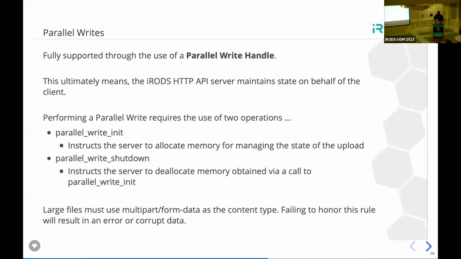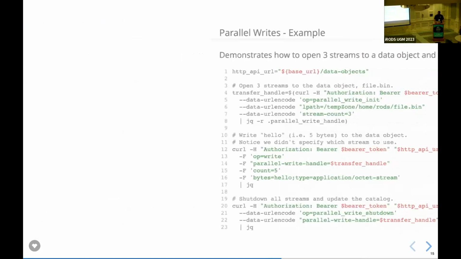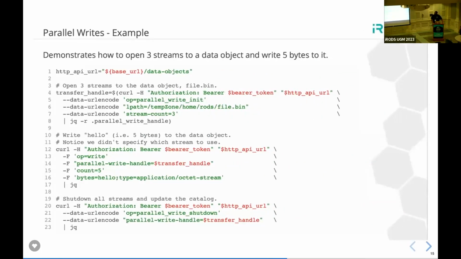There are some strict rules around the HTTP headers and things, and how you have to invoke this API in order to make all this work. Here we have an example showing all of the steps of how you would do parallel writes using the HTTP API. In this example, we're going to use curl to open up 3 streams to a data object, and we're just going to write 5 bytes.